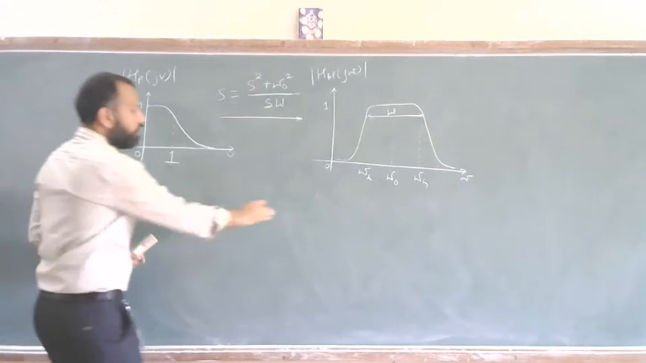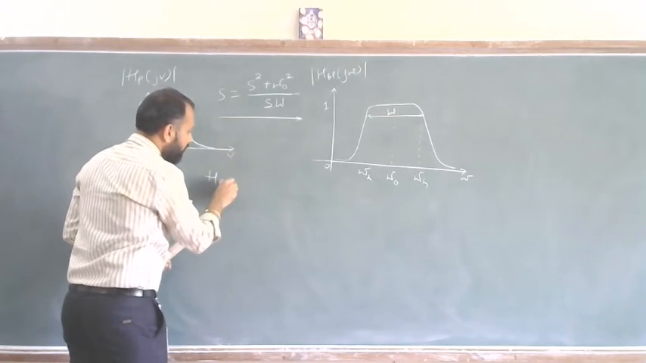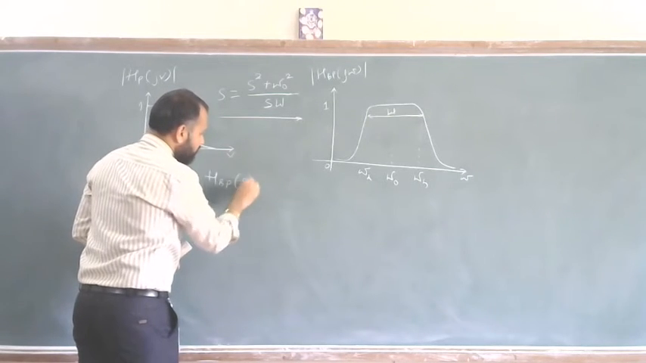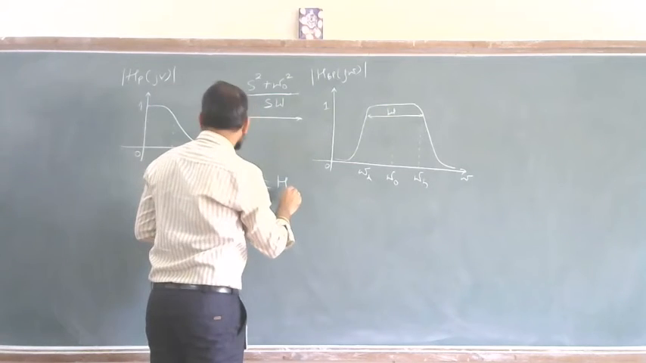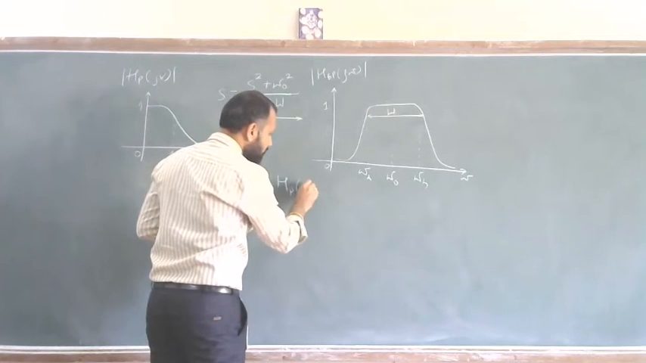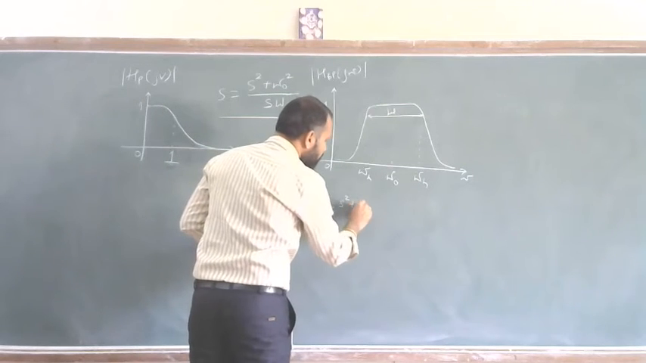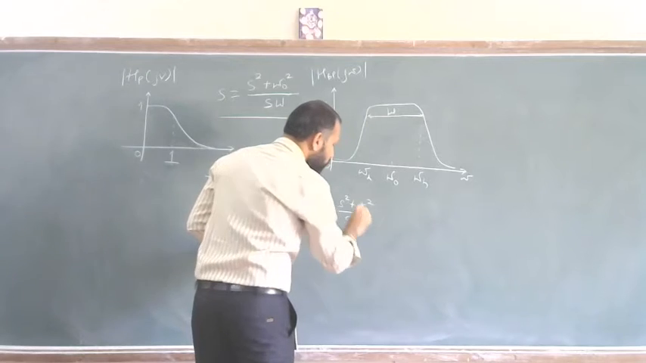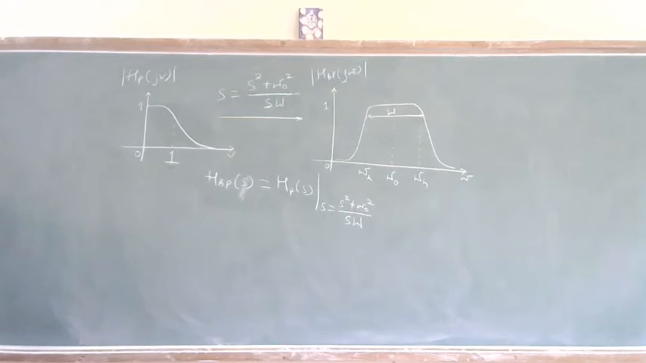Okay, so we'll obtain HBP of S, the bandpass transfer function, from the low pass prototype HP of S, when you substitute S equals S square plus omega 0 square divided by S into capital W.